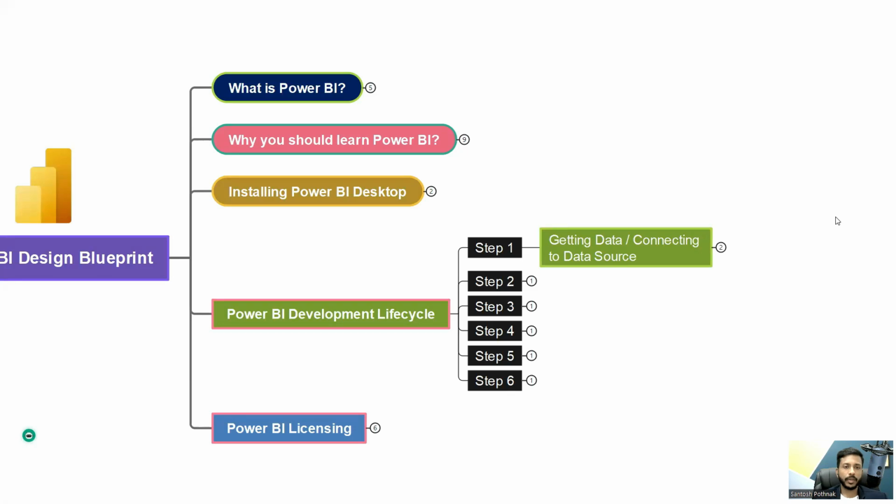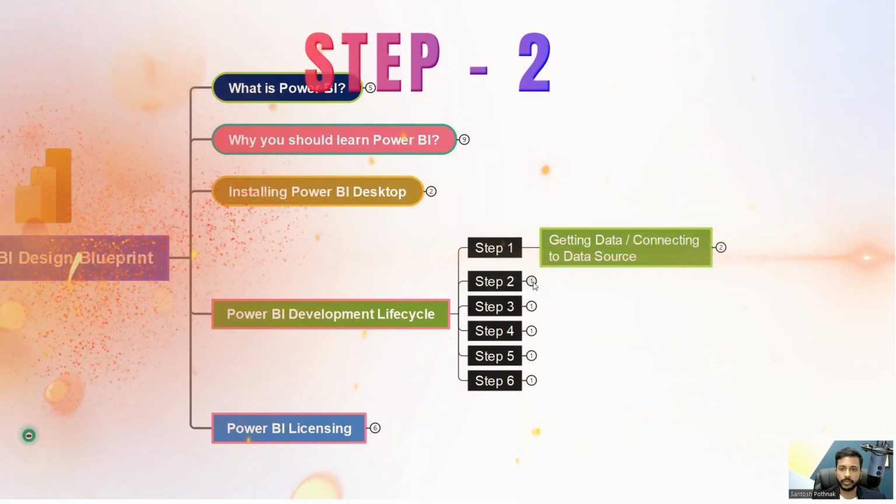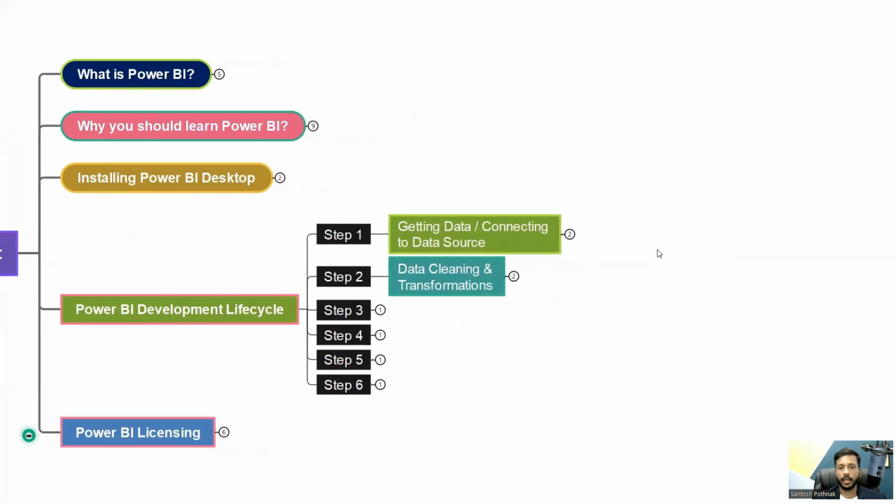Everyone, welcome back to another video. In this video, we're going to understand what exactly step 2 is. In the previous video, we have seen what step 1 is, connecting to data sources. And step 2 is data cleansing and transformations, data cleaning and transformations. Basically, this is all about Power Query Editor. You have seen a pop-up coming up in the previous video, right?